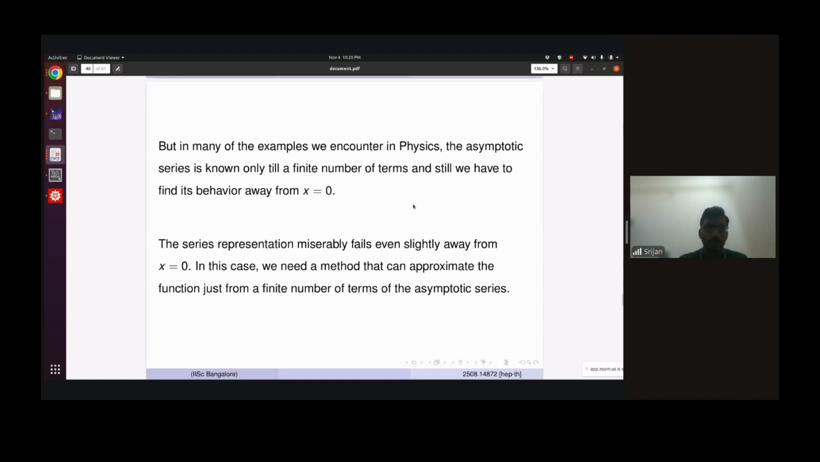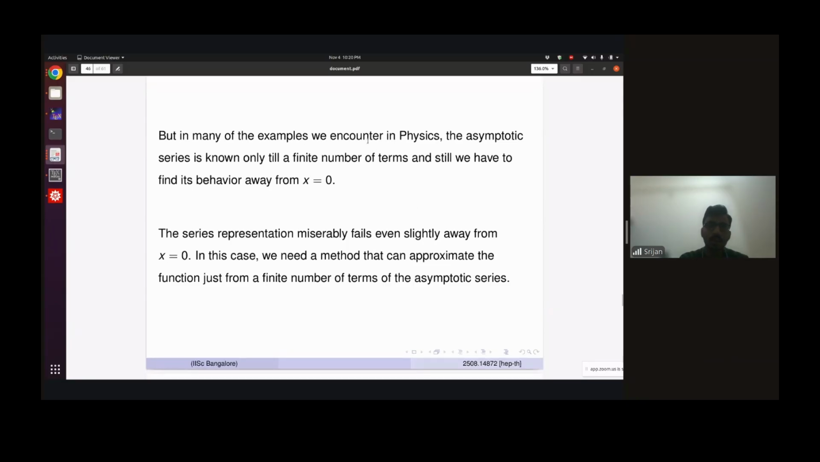But in many examples in physics, the asymptotic series is only known up to a finite number of terms, and still we have to find its behavior away from x equal to 0. That is exactly the case in our situation. We have only, let's say, terms up to order beta by R to the power 34, and from that we have to approximate the function away from beta by R equal to 0. So the series representation of course fails, and we need a method that can approximate the function just from a finite number of terms of the asymptotic series.